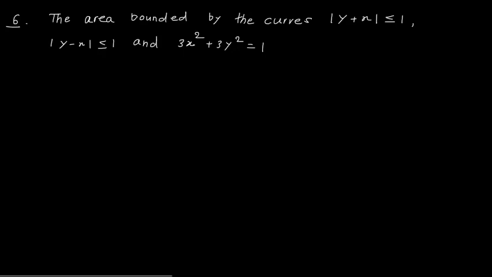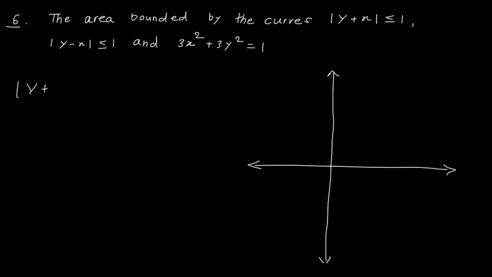So |y + x| < 1. We have to plot the graph of |y + x| ≤ 1. Now this can be rewritten as x + y is greater than or equal to -1 and less than or equal to +1.